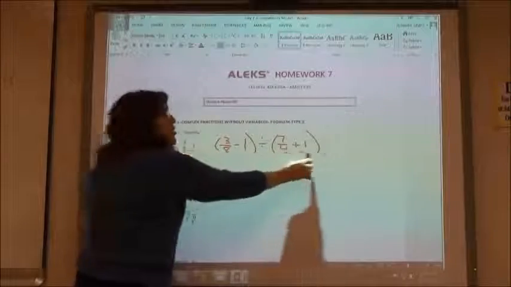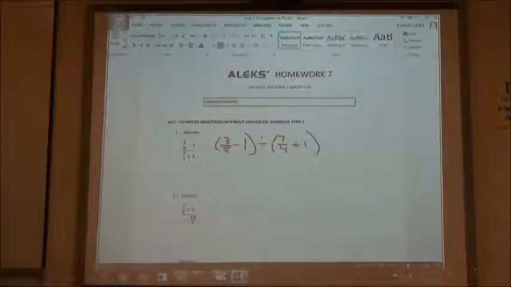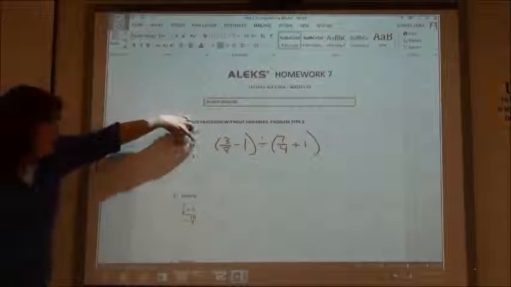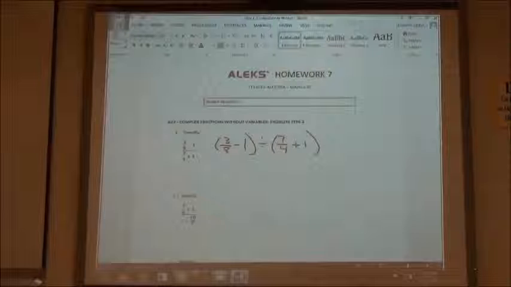So if you wanted to check this problem with your calculator, we'll do that later. That's how you type it in. This top part divided by this bottom part, but on your calculator you'd have to use your parentheses.